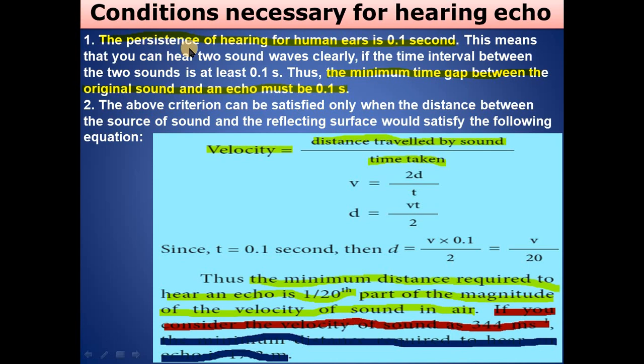The next important thing is, the persistence of hearing for human ears is 0.1 second. The minimum gap between the original sound and an echo must be 0.1 second. The next important point is, the minimum distance required to hear an echo is 1/20th of the magnitude of the velocity of sound in air. Then the second important point is, if you consider the velocity of sound as 344 meter per second in air, then the minimum distance required for hearing the echo is 17.2 meter. This is an important objective type point. Children, please note it down.